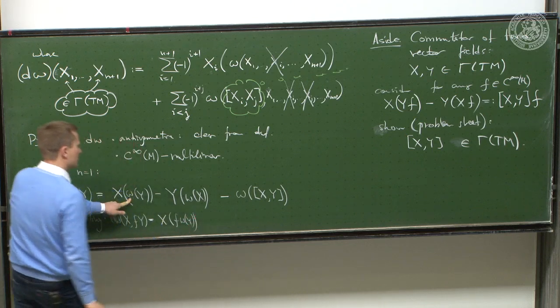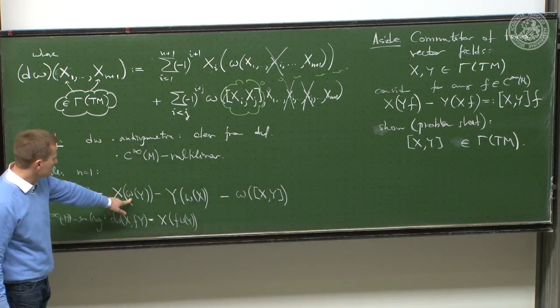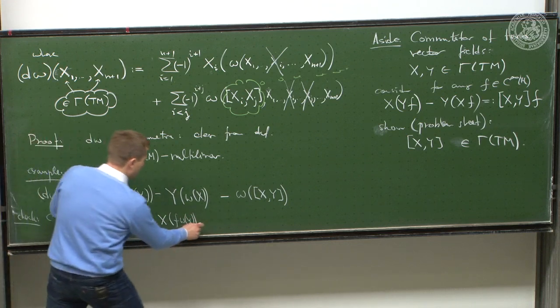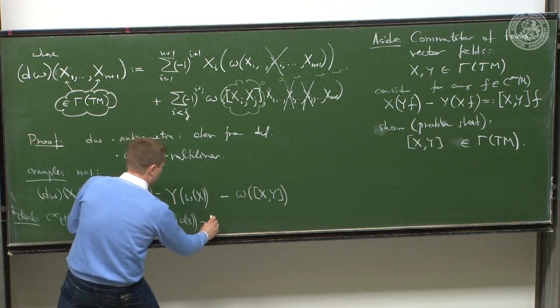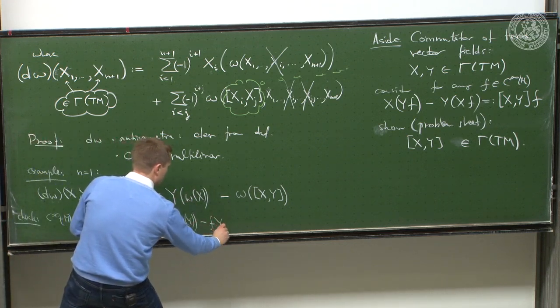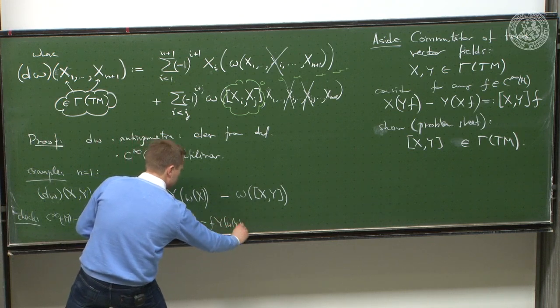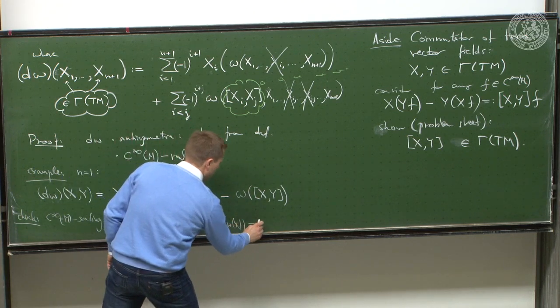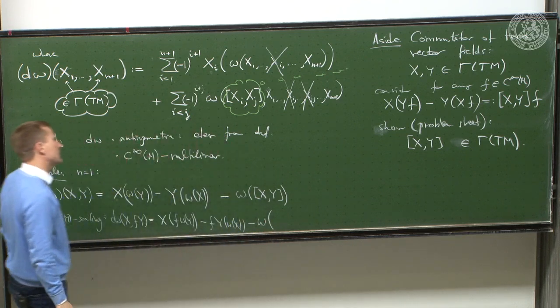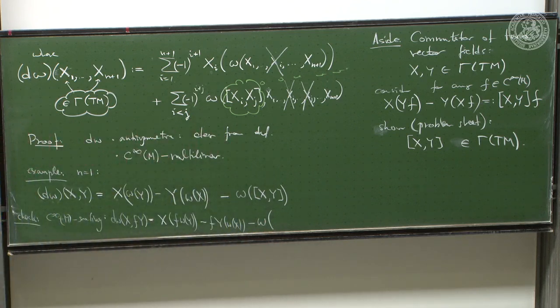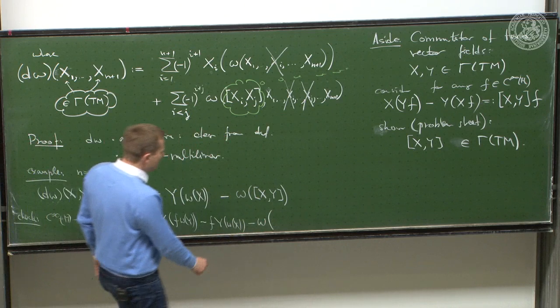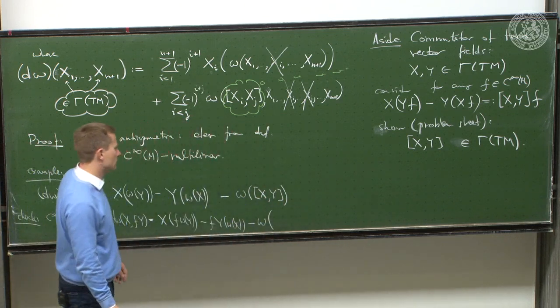Why? Well, because the omega is a co-vector field. It's, of course, C infinity linear. Minus. Well, here the f already is right in front. f times Y omega of X. Okay. Now here we need to work a little. It's omega, and now it's the commutator of X and Y. And there is an f in here in between.